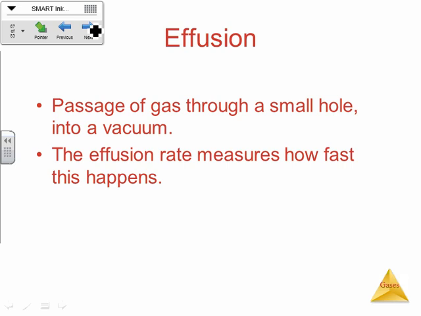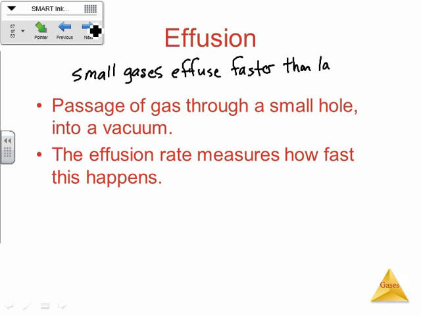So we established that small gas particles are moving faster, right? And then if you also think about it, small gas particles are going to be able to get through a small opening easier than bigger gas particles. So for those two reasons, this is really what you need to remember here: small gases effuse faster than large gases, okay? And if you remember that, for the AP exam, you'll probably be okay.